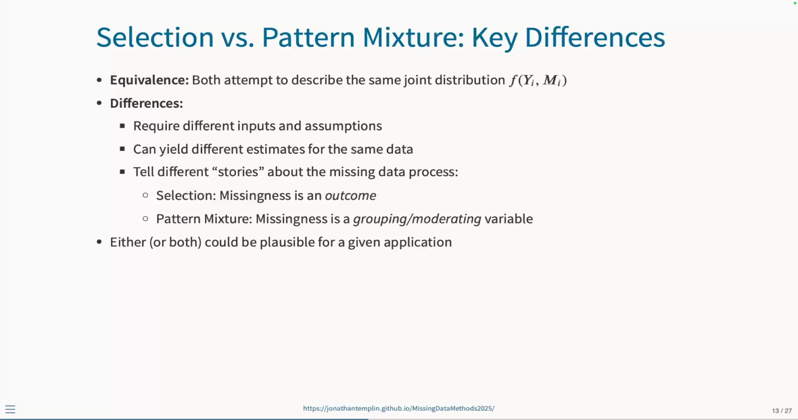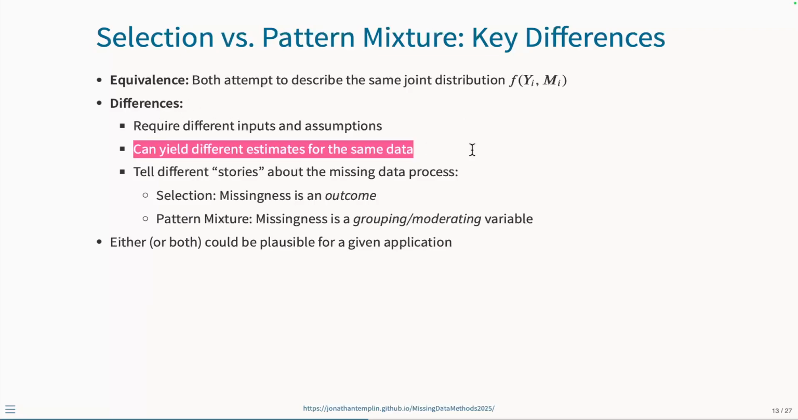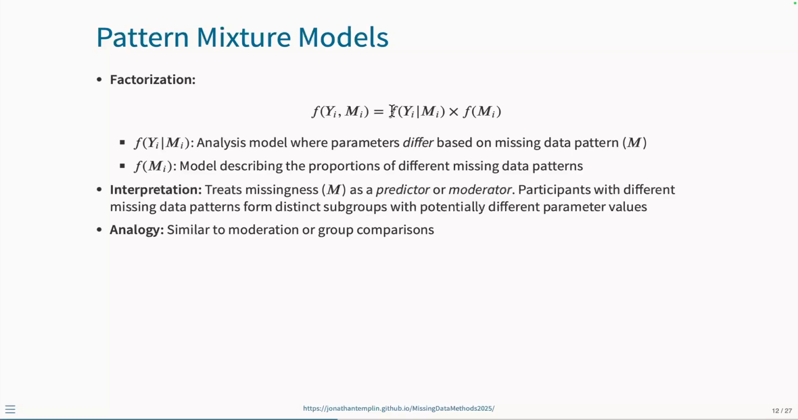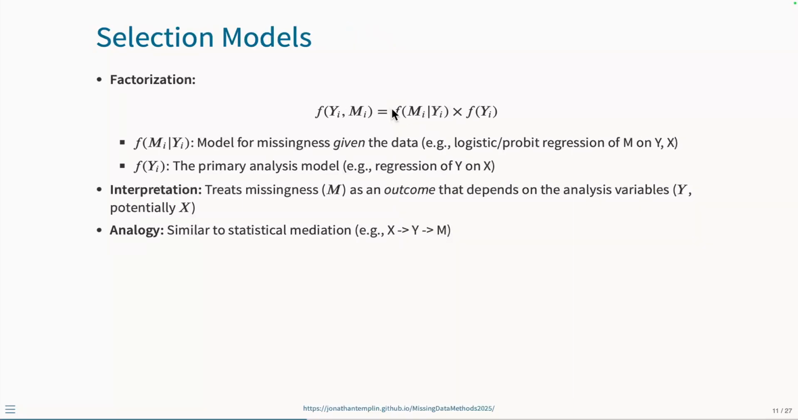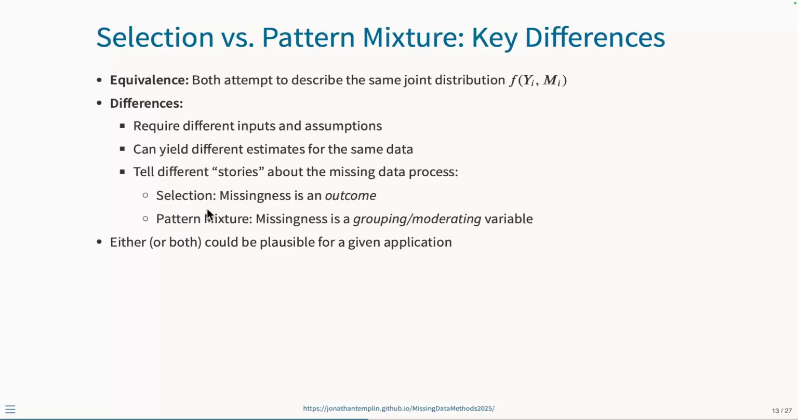The difference, though, is that they require different inputs and assumptions, right? And for the same data, you can get different results, right? So furthermore, the conditioning model itself, this first part of the factorization, is telling a different story. You like that word? It's sort of using a different process involved, right? So in selection, missingness is the outcome, but in pattern mixture, missingness is the thing that you're using in prediction, right? And the problem of it is either or both could be plausible in any situation.